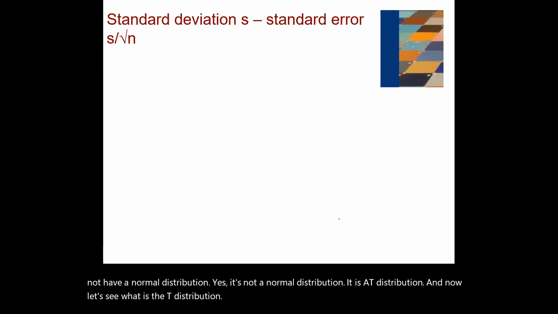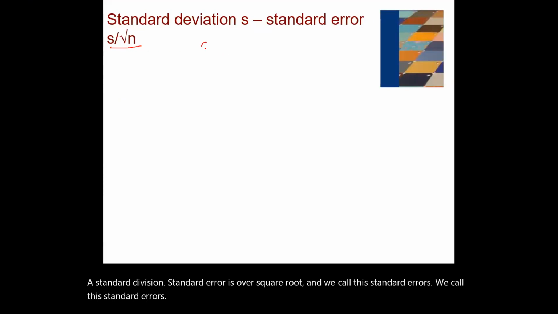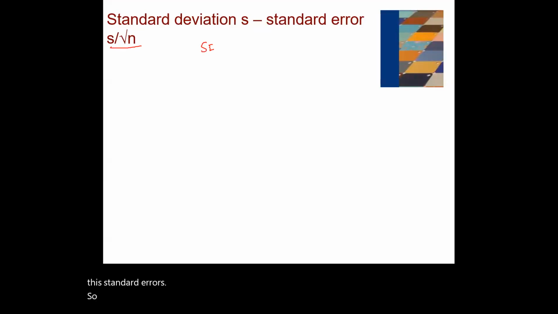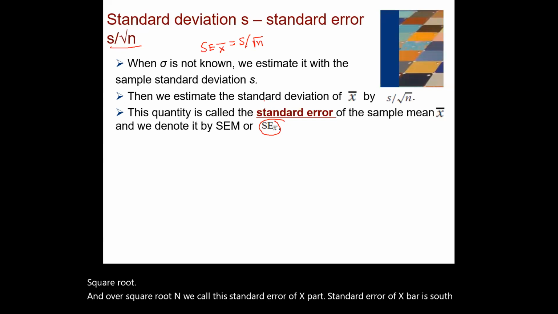Standard error, s over square root n. We call this standard error. So the standard error of x bar is s over square root n. We call this the standard error of x bar. The standard error of x bar is s over square root n.